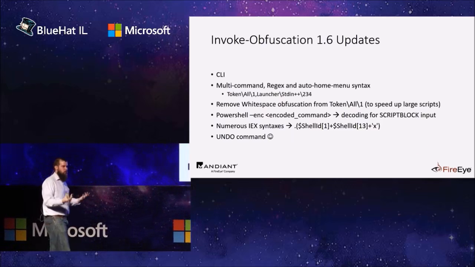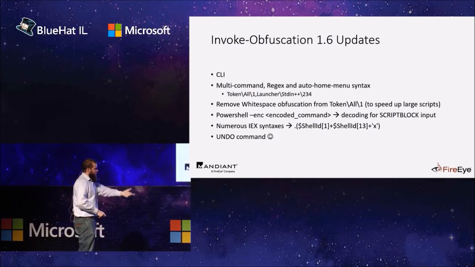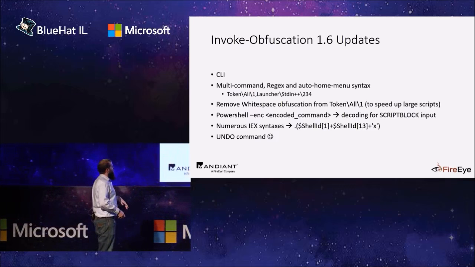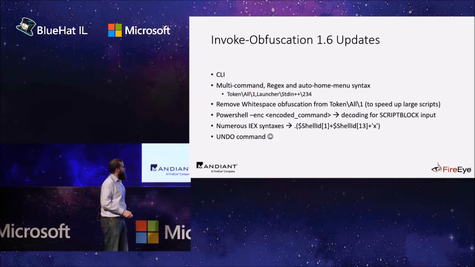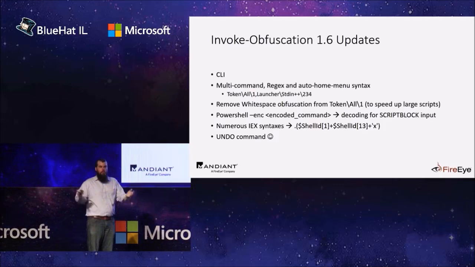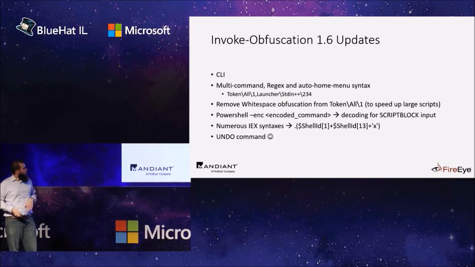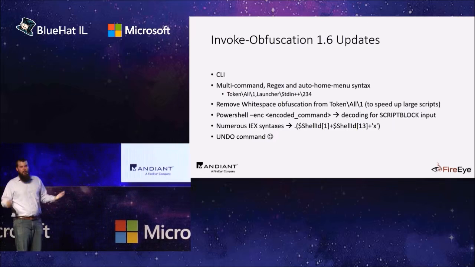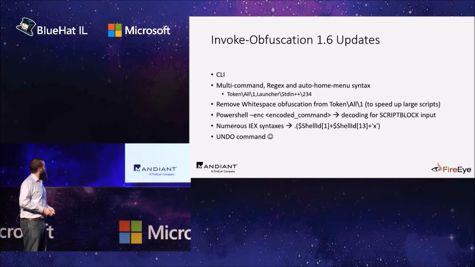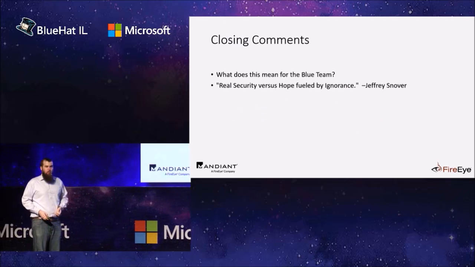Basically, introducing random white space at every place in the command or script that it can. If you want to just enter in a script block as PowerShell encoded command and your encoded command blob, then it'll basically grab that blob, decode it, and set that as your script block to make it a little easier. Numerous weird invoke expression syntaxes, and of course, the undo command, the thing I'm most proud of. So what does this mean for the blue team?